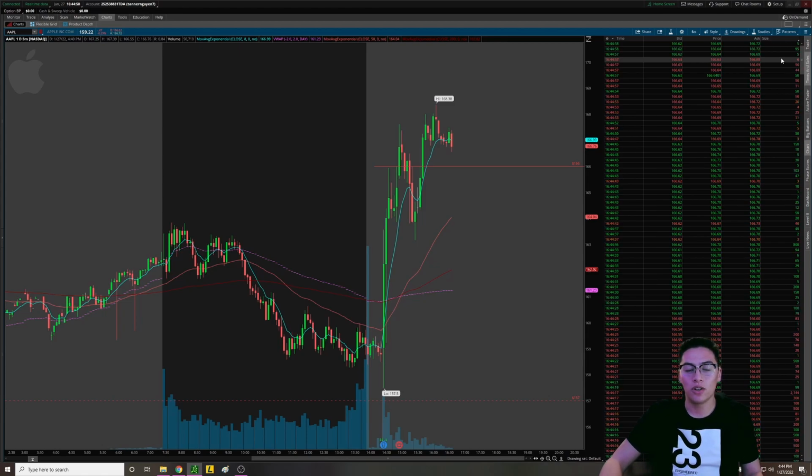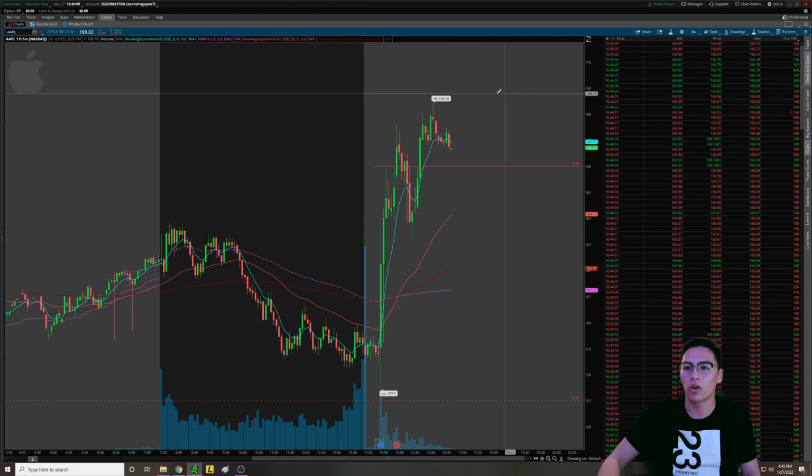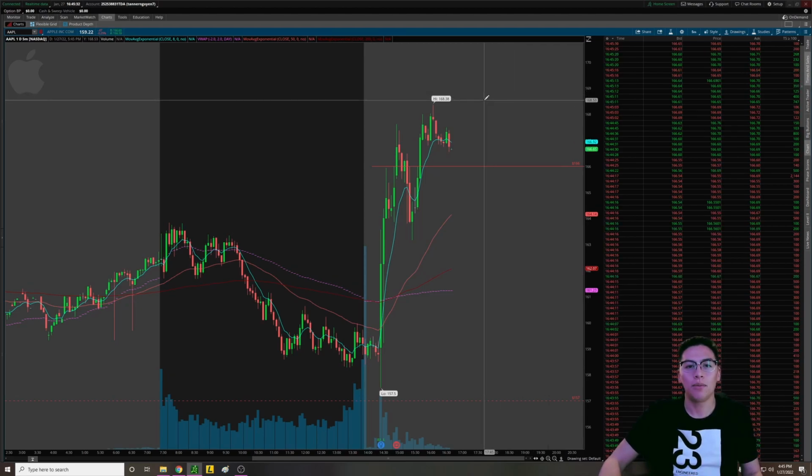So one trick you can do, and pretty much any broker I've ever seen has this, you can filter the size. We want the minimum size to be, let's just say, 100. If you do this, the time and sales is only going to show orders of quantities of 100 or higher. So you can see that the time and sales is moving a lot slower, but that's just because we have that minimum filter.